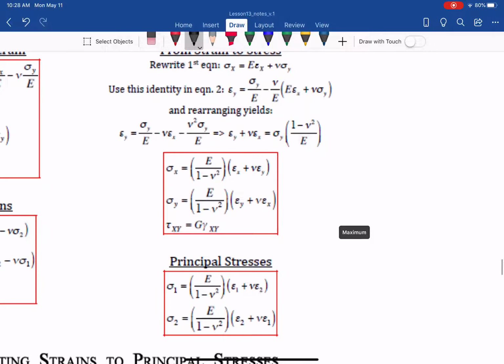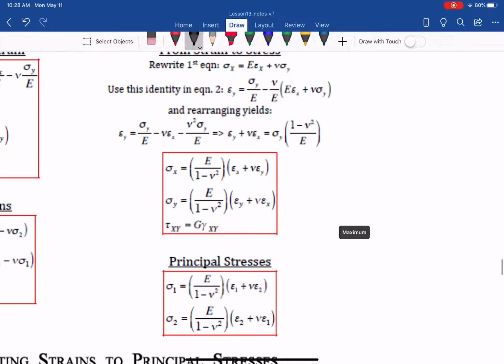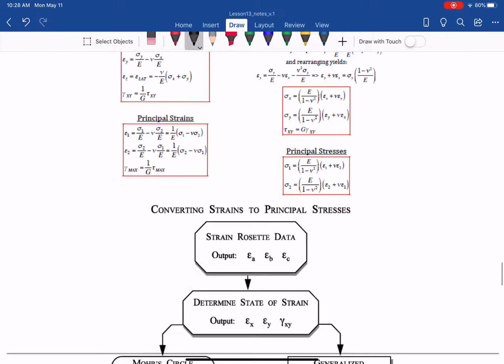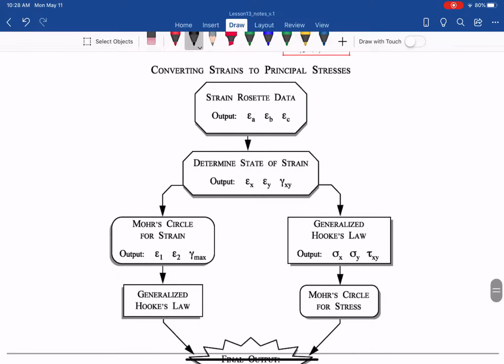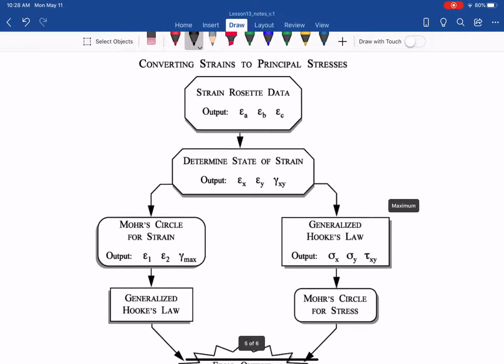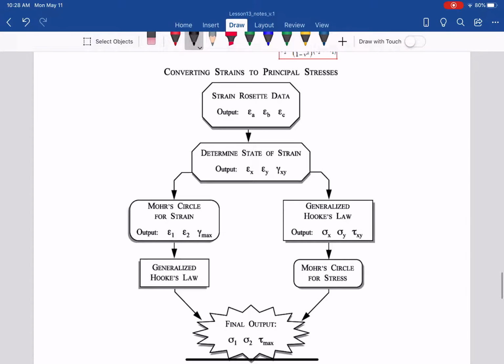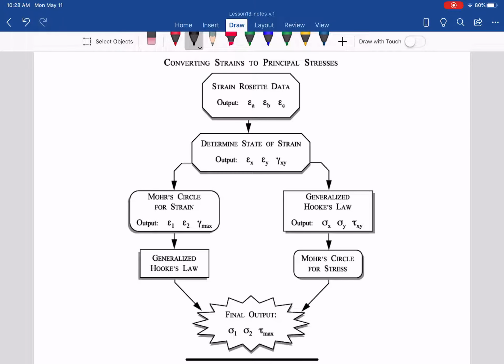It depends on what we have, whether we have epsilon x, epsilon y, and gamma xy and we want to find out sigma x, sigma y, tau xy, or we want to find out the principal stresses, sigma 1 and sigma 2. And that is the process to solve the problem in worksheet 13b and c.